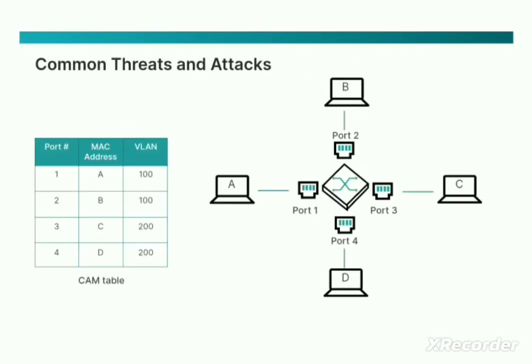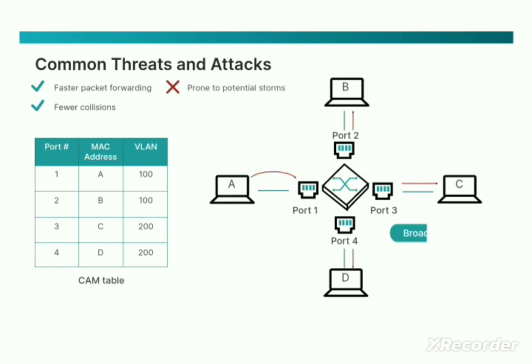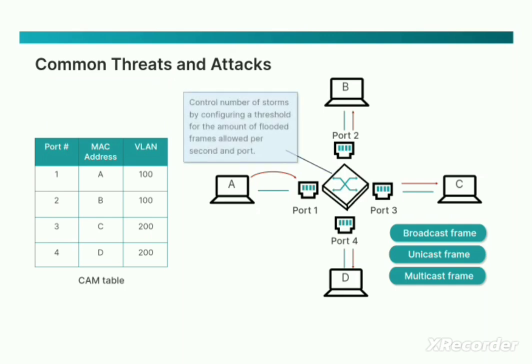While the CAM table allows for faster packet forwarding and fewer collisions, by default switches are prone to potential storms. Storms can flood a frame when it is a broadcast frame, unicast frame, or multicast frame, and the MAC address is not in the CAM table. To avoid a potential excessive traffic flood, switches can control the maximum number of broadcast, unknown unicast, and multicast packets sent per second on a port through a configurable threshold. Click the buttons for more information.